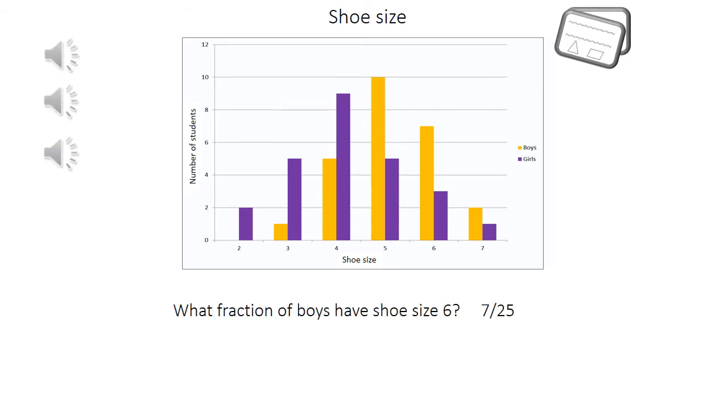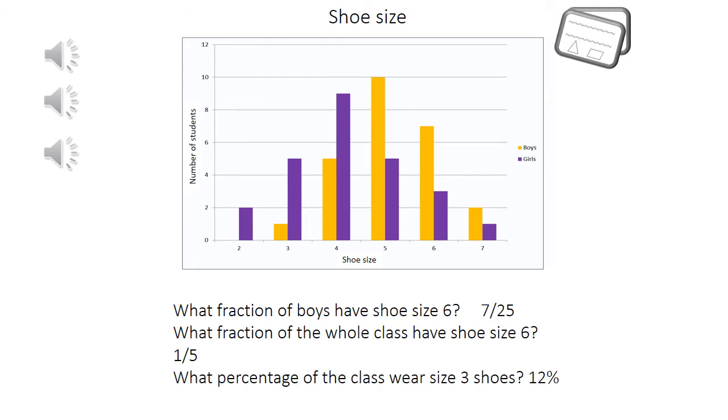For the first question, if we add up the heights of all the yellow bars for the boys, you will see that it adds up to 25. 7 of them wear size 6, so it's 7/25. If you add up the heights of the bars for the girls, you'll see there are also 25 girls, so 50 people in the group altogether. 10 of them wear size 6, so that's 10 out of 50, which will cancel to 1/5.